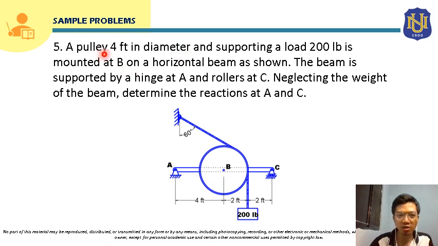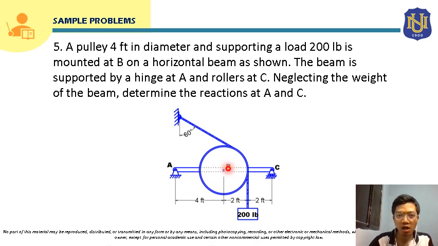Okay, so as we can see here in the problem, now we have here a pulley. So this is the pulley. So this supports a 200-pound load. And this 200-pound load is actually attached by this cable, which is supported by this pulley. And this pulley is actually mounted at point B on a horizontal beam. This pulley is attached to this beam by a pin here at point B. So this is pin connected here.